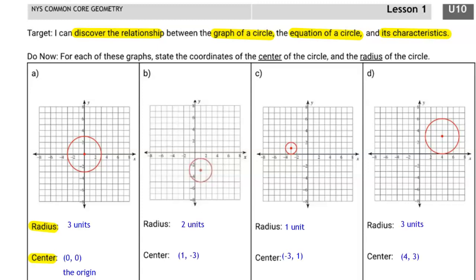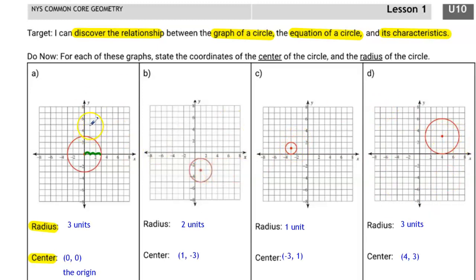Okay, for each of these individual pictures, you should be able to identify the radius by just counting the distance from the center of the circle to the outside. You're either going to be going straight vertically or straight horizontally to find that radius. So from here, 1, 2, 3 units over, right? That's going to be 3 units. Same thing here, there's 2 units over. Here, there's 1 unit over. Here, there's another 3 units over.